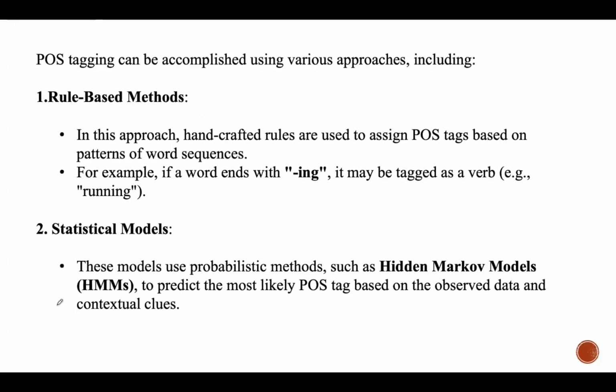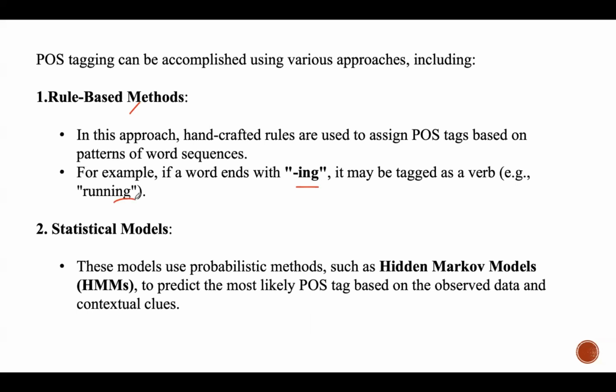There are various techniques for performing POS tagging which range from rule based methods to statistical models and modern deep learning approaches as well. So, if you consider this first one, rule based method, in rule based tagging, a set of handcrafted rules is applied to assign POS tags. And the rules are often based on patterns of word sequences and contextual information. Say, for example, if any word ends with ing, it is considered as a verb in the present participle form. So, best example is running, right?